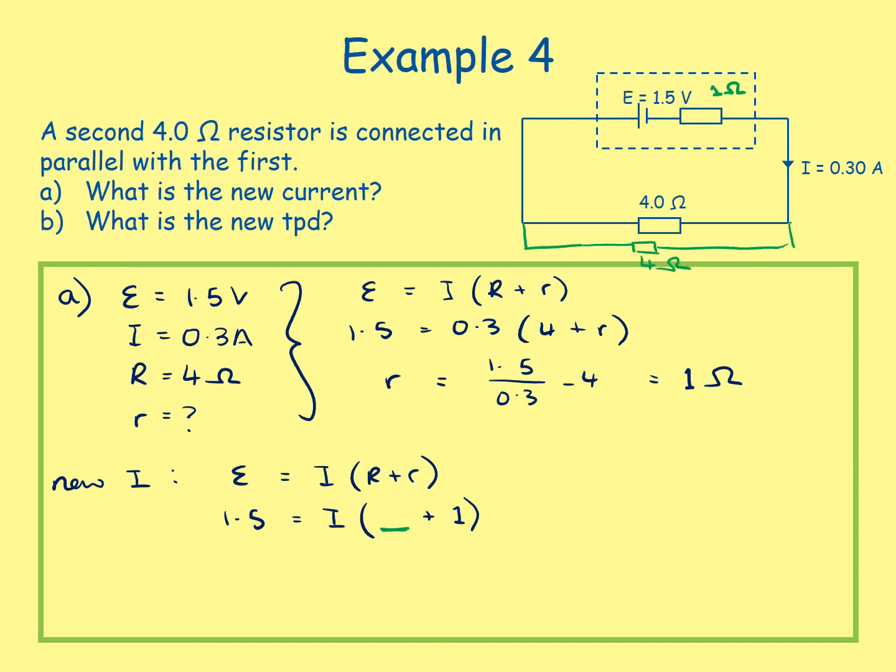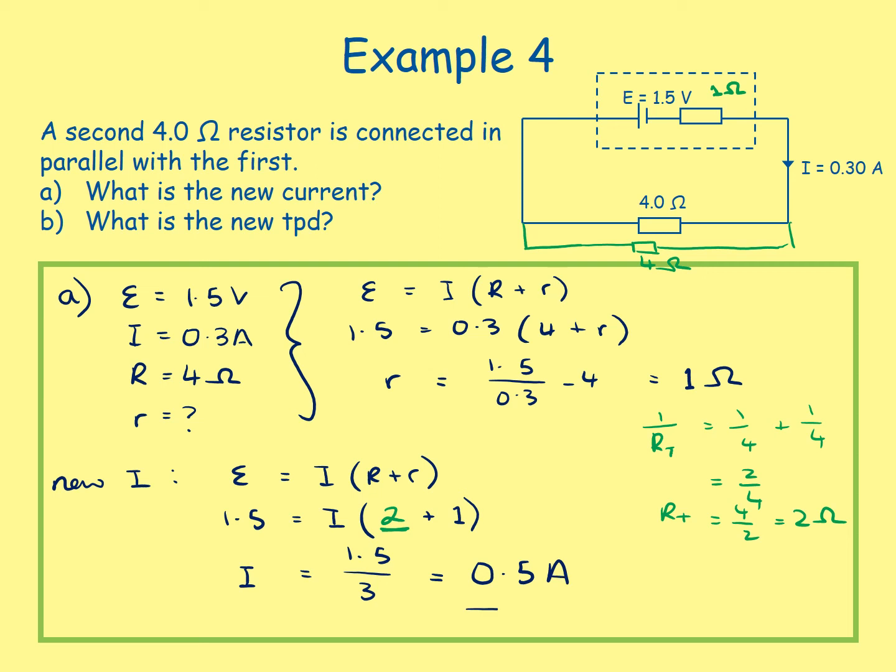ohms. We need to use our equation for resistors in parallel. So 1 over our total resistance equals 1 over R1 plus 1 over R2. So 1 over 4 plus 1 over 4, that's equal to 2 over 4. So our total resistance equals 4 over 2, which is 2 ohms. We can pop that into our equation now. So 1.5 equals I, and then brackets 2 plus 1. Rearranging this, our current is equal to 1.5 over 3, which gives us an answer of 0.5 amps. So that's our new current.